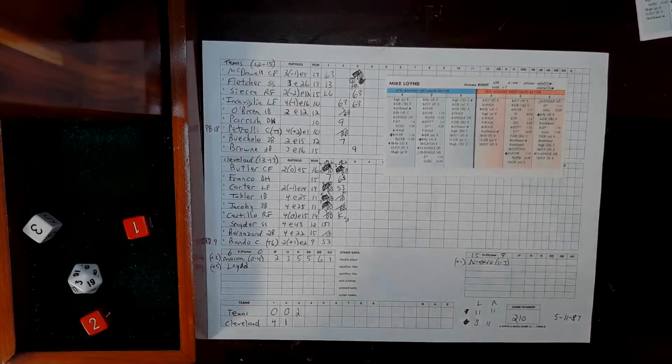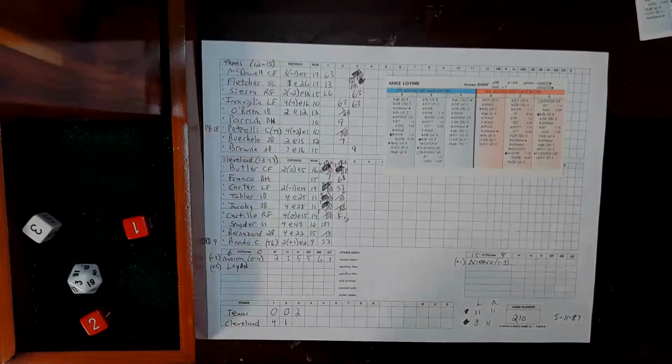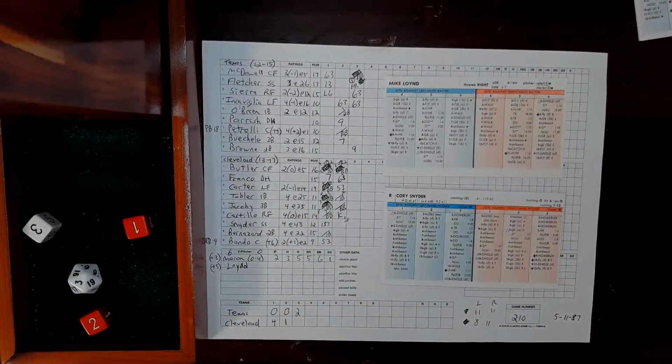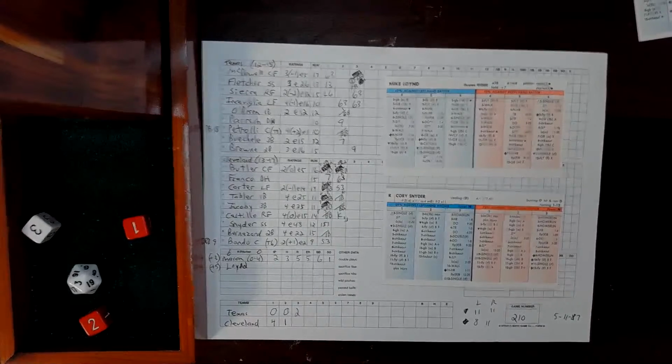Bobby Valentine saw as much of Mike Mason as he wanted to, probably more than what he wanted to. So couldn't go any further with him. So let's go to the computer, bring in Mike Loynd, and get his season stats up to the minute in this replay. Mike Loynd.